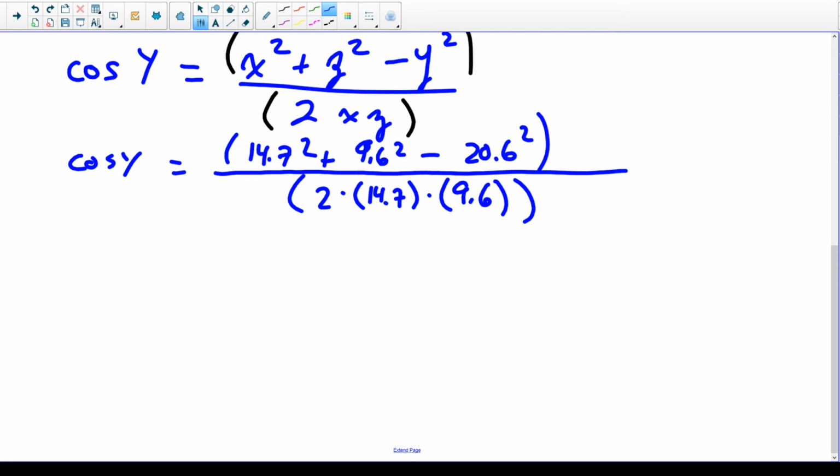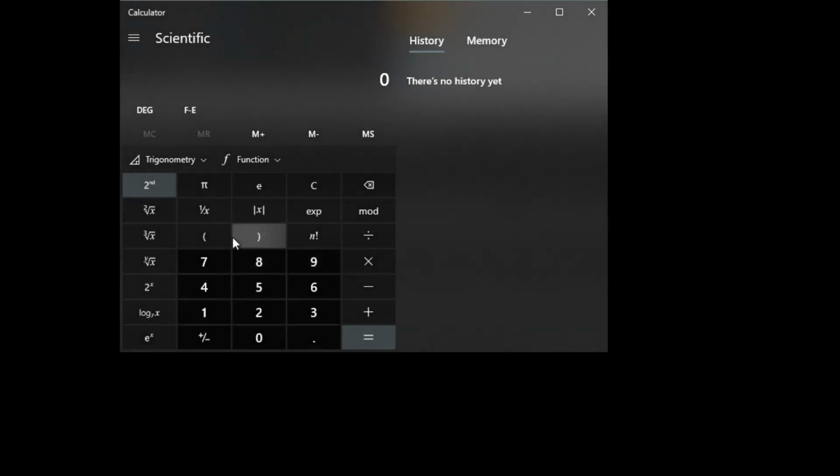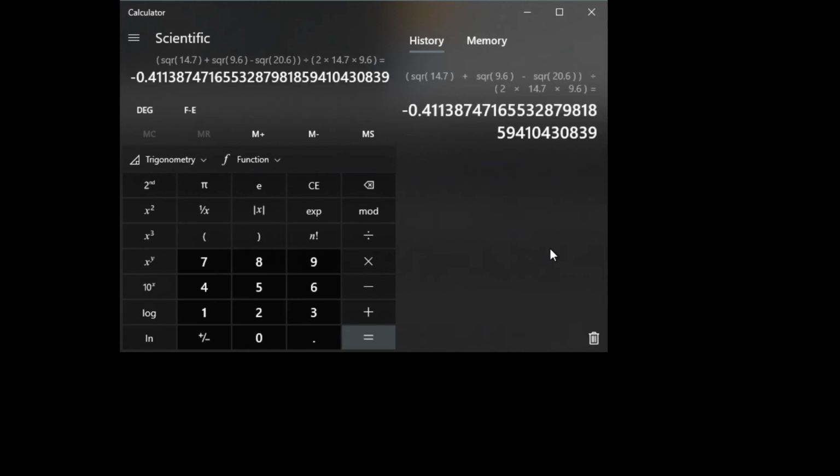I hope this works. Okay, so you should be able to see my calculator now. So I'm going to type in bracket 14.7 squared, right there, plus 9.6 squared, minus 20.6 squared, close the bracket, divided by, open the bracket, 2 times 14.7 times 9.6. Close the bracket, press equals.